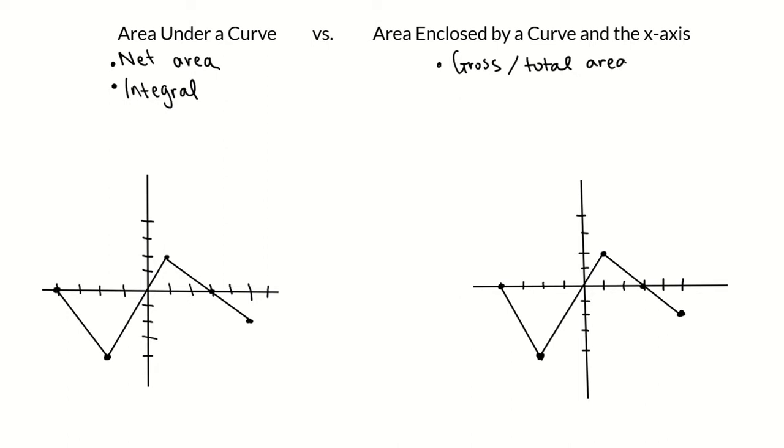While area under a curve, or net area, is asking us to consider whether area is positive or negative, area enclosed by a curve in the x-axis is asking us only to think about area as positive. So this is going to be the absolute value of the integral.